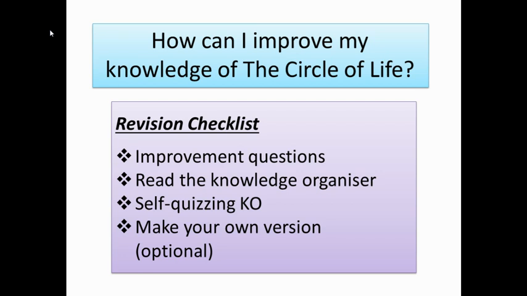We're going to have some slides on content based on the Google quiz that you answered, and areas where there's a little bit of weakness, where you didn't do quite so well on the questions. Then we're going to look through the knowledge organizer, break it down into sections and do some self-quizzing. And then, if you want to, at the end, it's optional, you can make your own version of the knowledge organizer, which will make sure that you're remembering all of the content that we covered. This is how we're going to improve your knowledge of the circle of life.